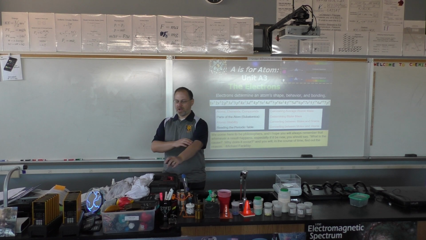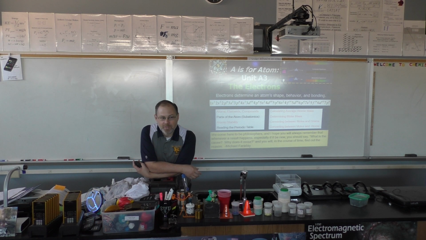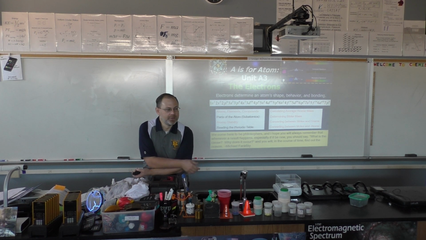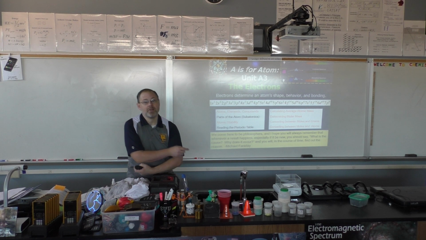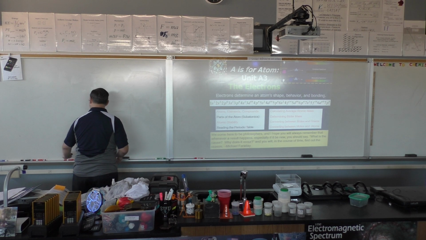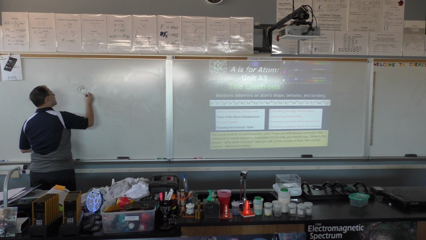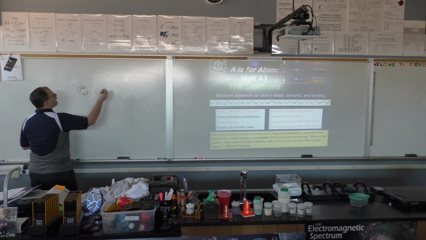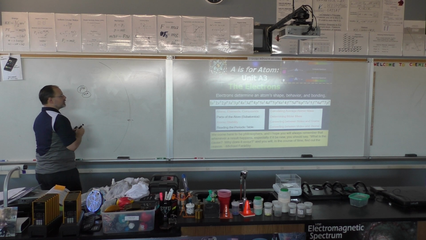So the next unit is actually a really fast unit because it's hard to do labs with things like electrons without really expensive equipment, which we don't have. So we're going to spend time talking about electrons. In our first unit, we talked about what's going on in the nucleus. Now we're talking about what's going on around the nucleus. Remember there is a nucleus, and inside it you have protons with positive charges and neutrons with no charge. Around the nucleus you have electrons. And we're going to learn about those electrons today.